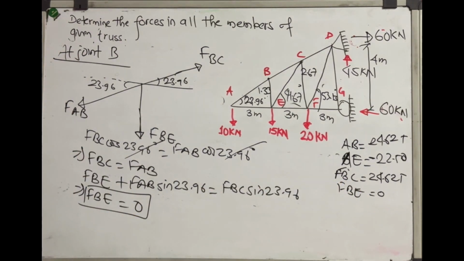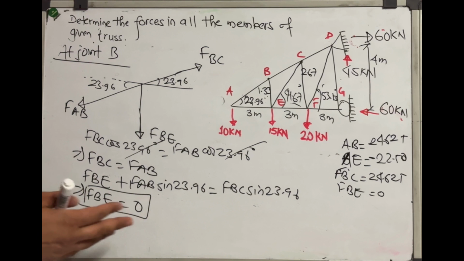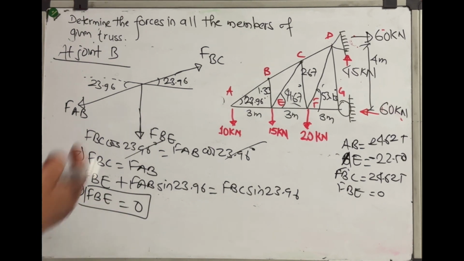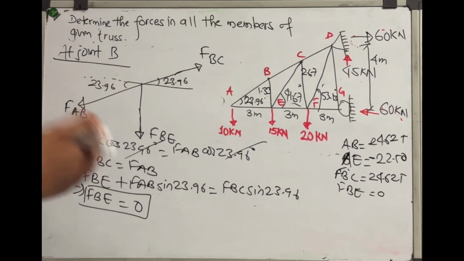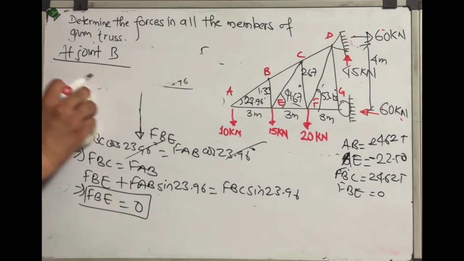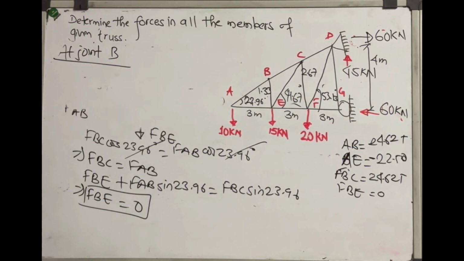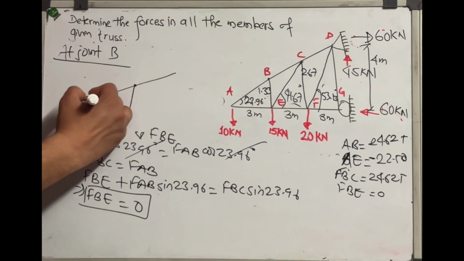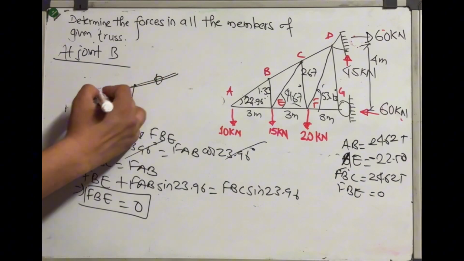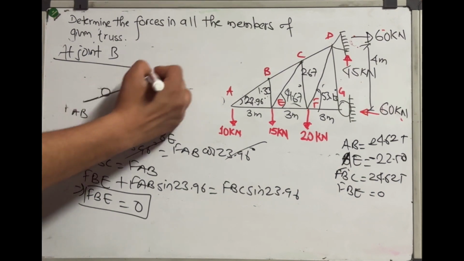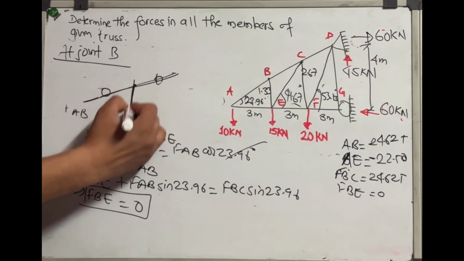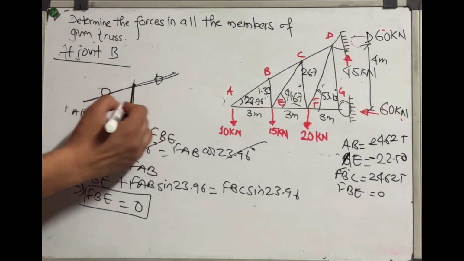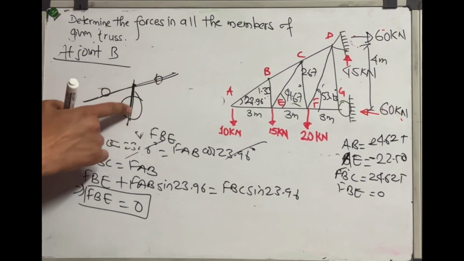How do you recognize that? By doing these calculations. On the other hand, you can determine the value of FBE as 0. So what we have understood in the class is that whenever there are 3 member forces like this, this is one member, this is another member. 2 members are collinear and one is non-collinear. Then in this case, the non-collinear member is the zero force member.